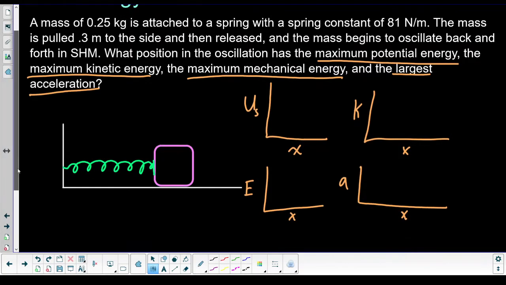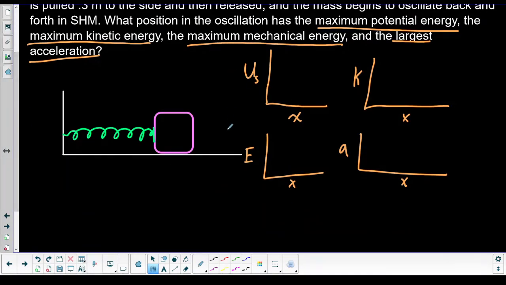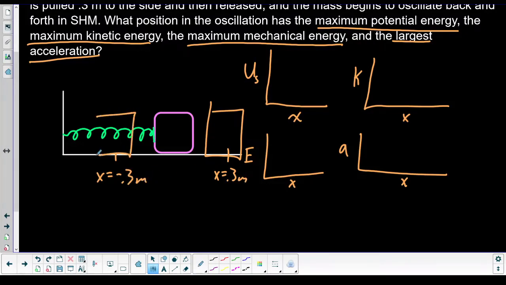Okay. So let's make some graphs. Let's start by defining some spots, right? Here's x equals 0.3. This is our maximum displacement. And then it will come back here to x equals negative 0.3 meters. And this will be its maximum displacement in the other direction. So we'll say here is negative x. Here is positive x. And then here's x equilibrium.